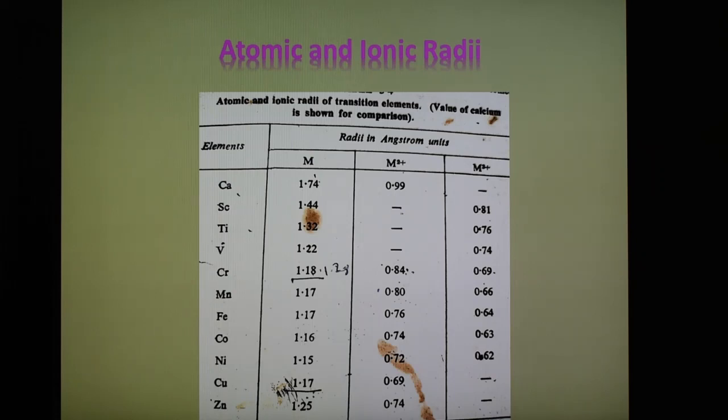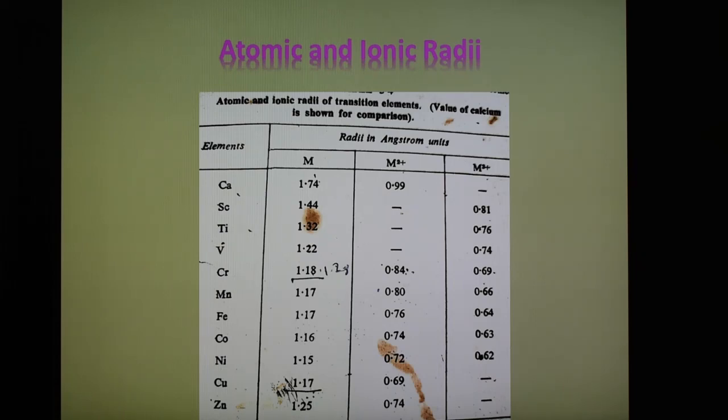Due to these opposing effects, which almost nearly compensate each other, the radii of elements from chromium to copper do not show much variation. And here one thing is that again the ionic radii show the same trend as atomic radii, that is, these also decrease with the increase in the atomic number.